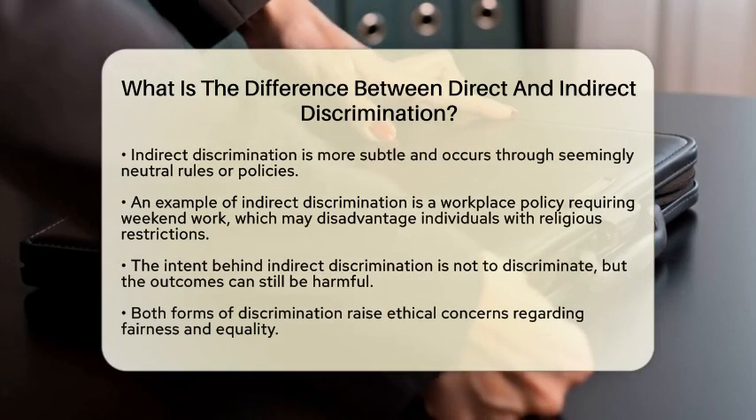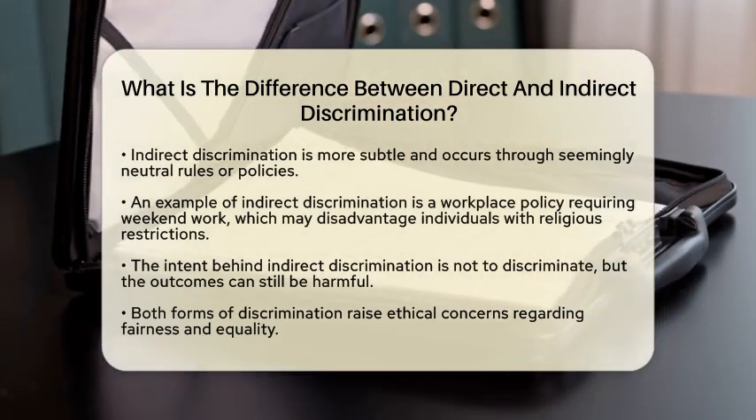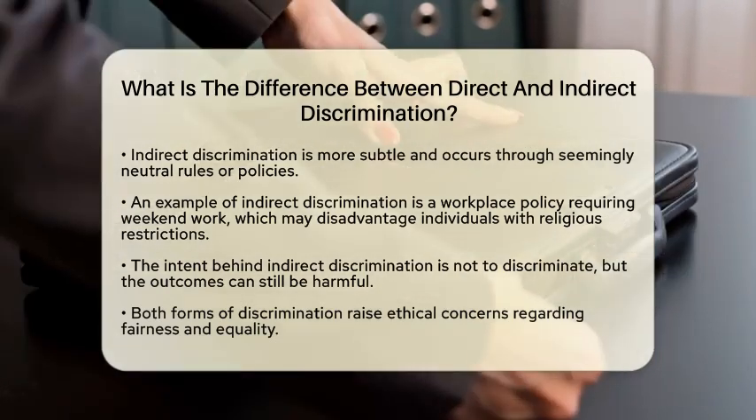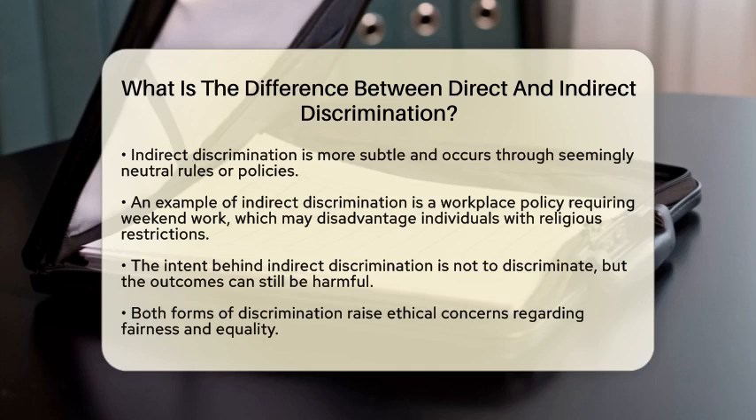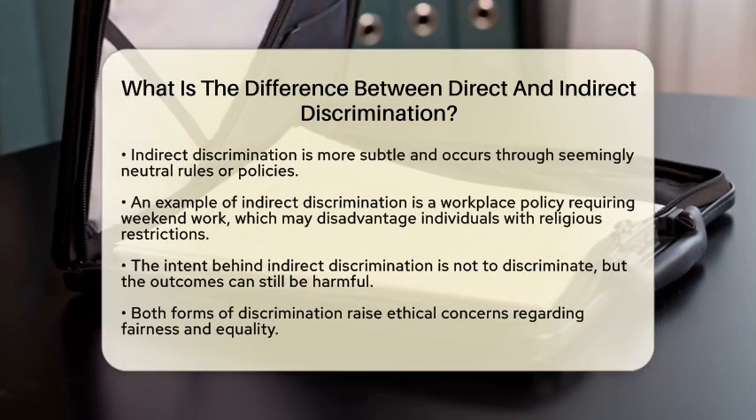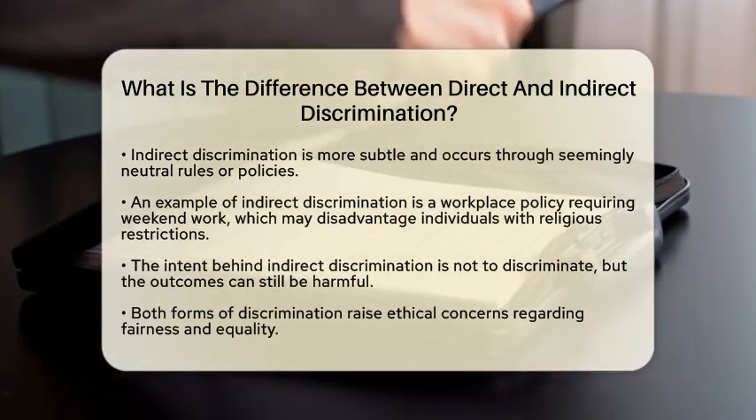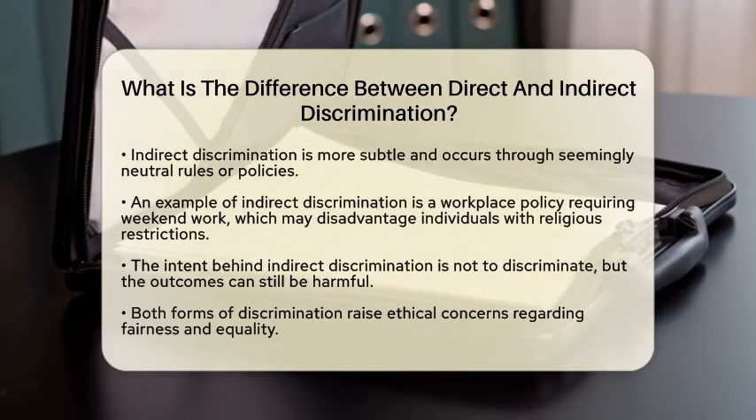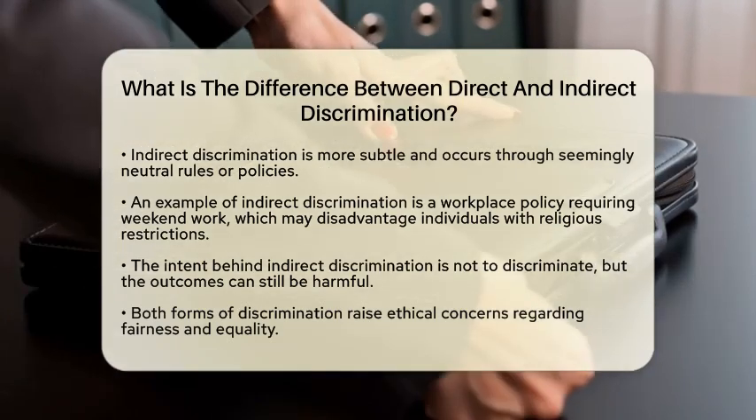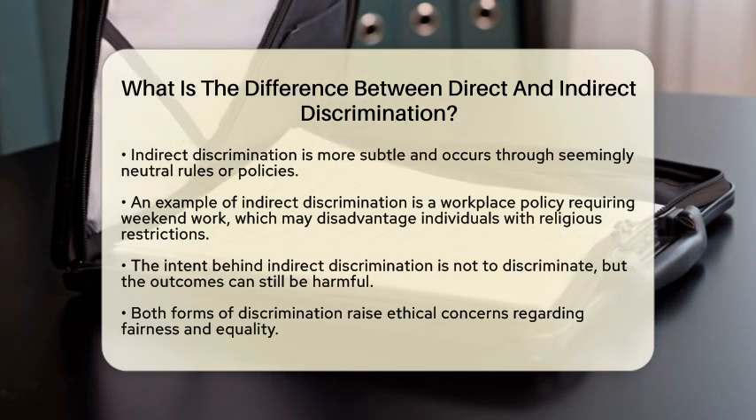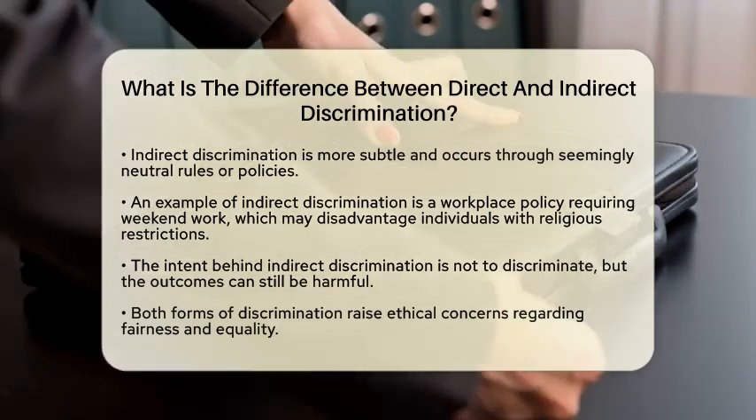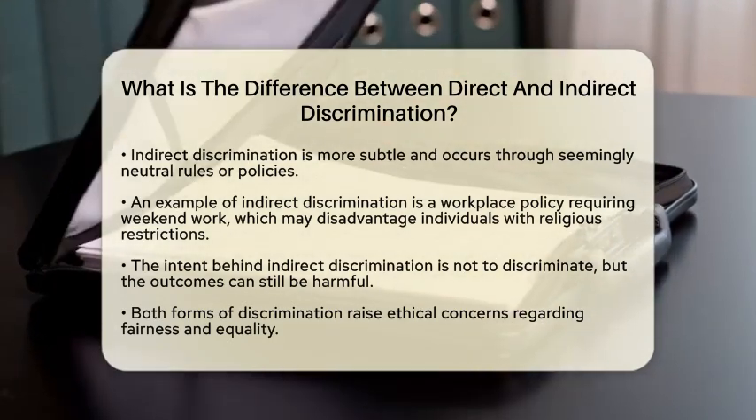On the other hand, indirect discrimination is a bit more subtle. It happens when a rule or policy seems neutral but actually puts certain groups at a disadvantage. Imagine a workplace that requires all employees to work on weekends. While this rule applies to everyone, it may indirectly discriminate against people whose religious beliefs prevent them from working on those days. The intent here is not to discriminate, but the outcome can still be harmful.